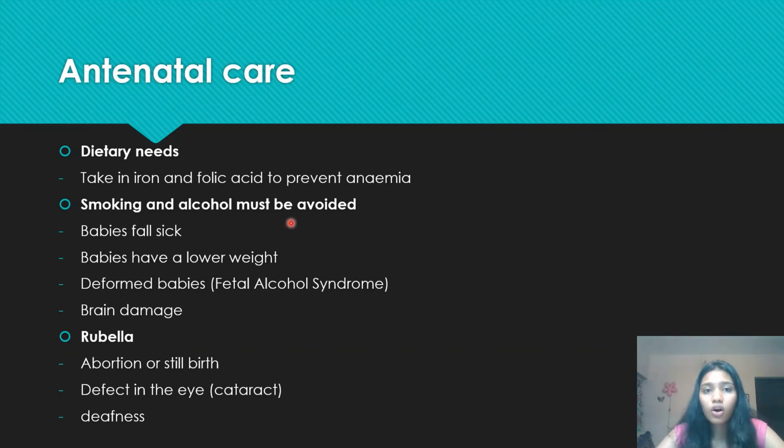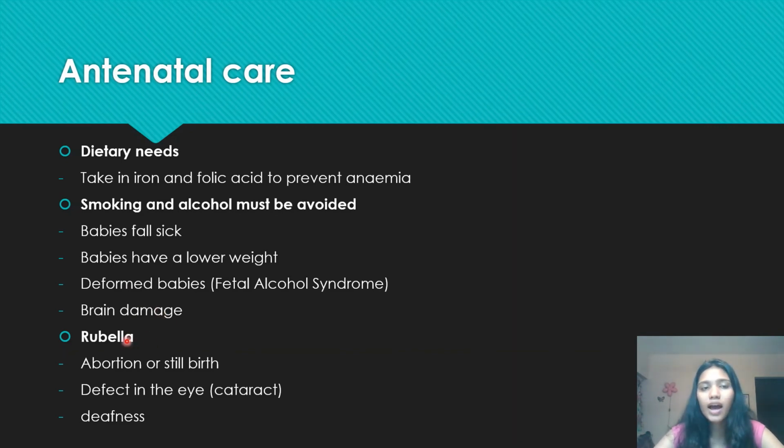Smoking and alcohol must be avoided. These are the effects of smoking and alcohol. The babies are more prone to falling ill. They have a lower weight. They can be deformed and have brain damage. The last 2 points are in conjunction with a condition called FAS, fetal alcohol syndrome, which is a condition caused by an excessive intake of alcohol by the mother. So these are the effects of it. I'd say memorize these four. You have no choice, you just have to.